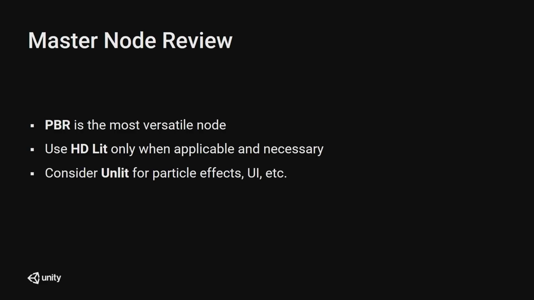To summarize the master nodes available today, we suggest using PBR for prototyping due to its versatility, or if you're looking to leverage different render pipelines to target a broad spectrum of devices. And if you lock down to the HD render pipeline, you can switch over to using the HDLit master node, but only if you need it. And last, but certainly not least, don't overlook the utility of the Unlit master node, which can be useful in the right scenarios. The master node that you select and how you use the master node affects how Unity will try to optimize your shader performance.